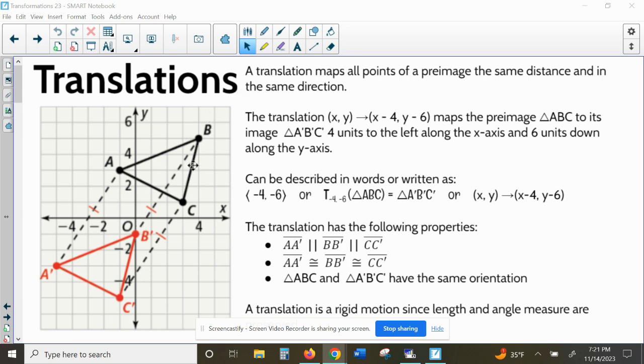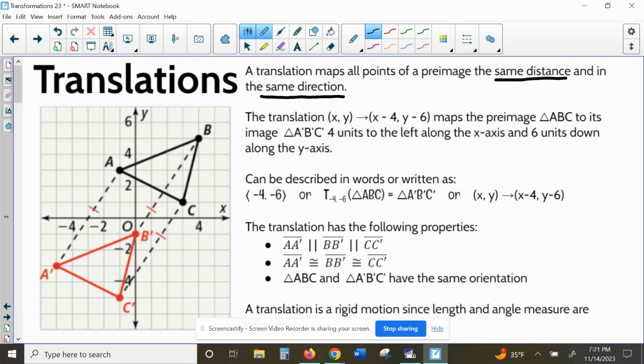Okay, this is your translations foldable, and make sure that you take extra good notes. So the front cover, we have a nice picture here. A translation maps all the points of a pre-image the same distance and the same direction. So this is basically going to be a slide. Same distance and the same direction. A lot of people call this a slide, because you just slide it across the page in whatever direction they say. The shape of it stays exactly the same.